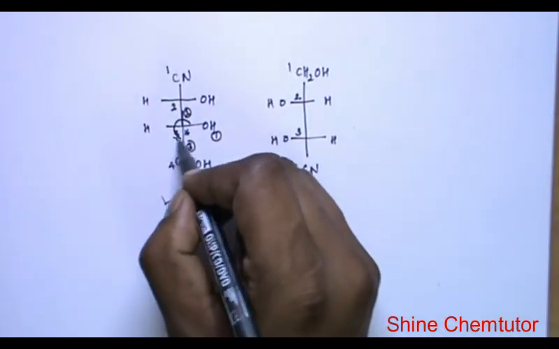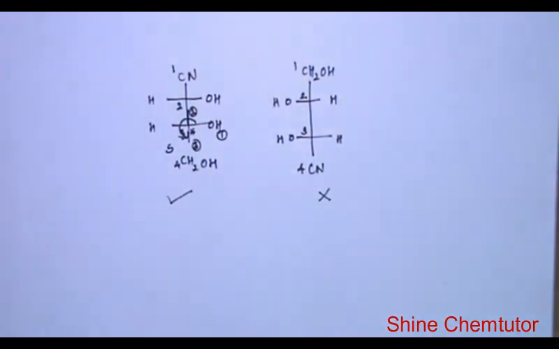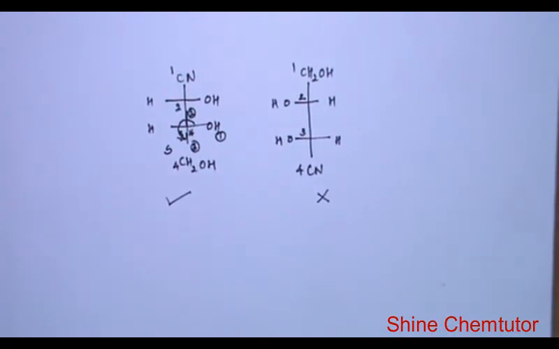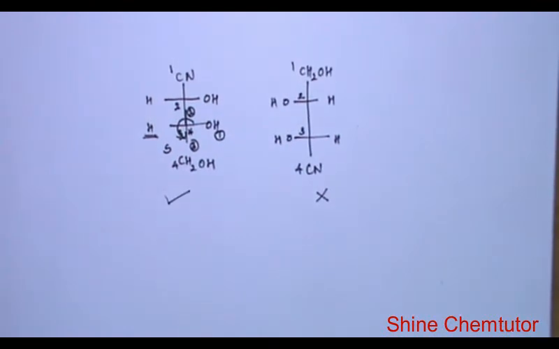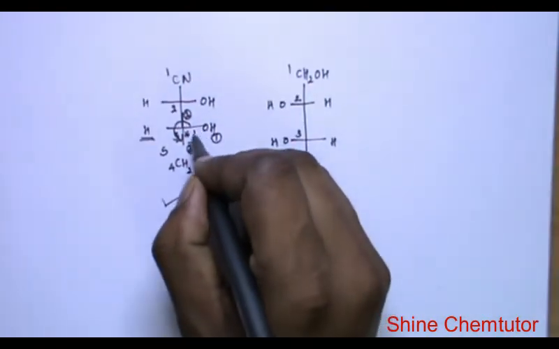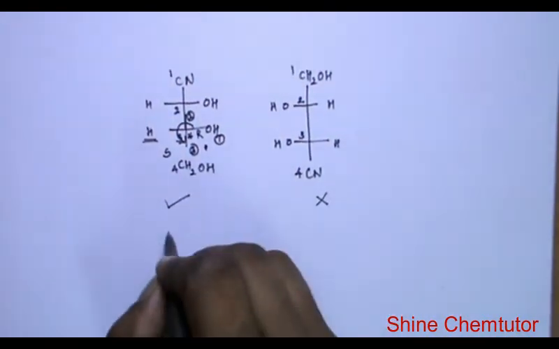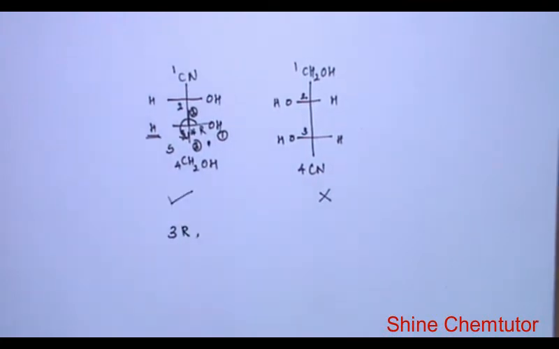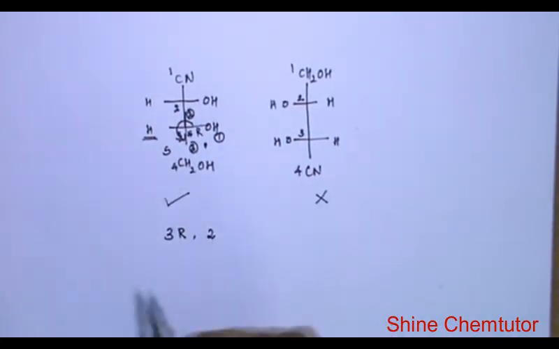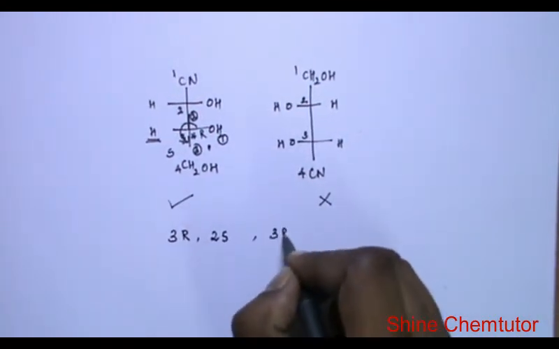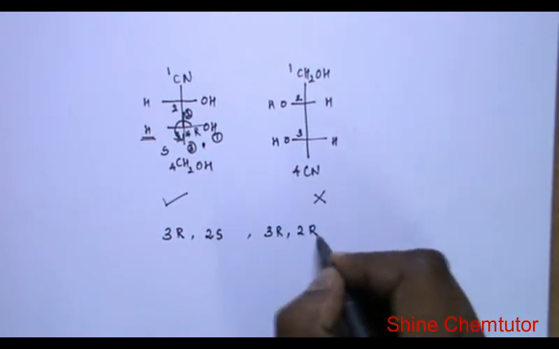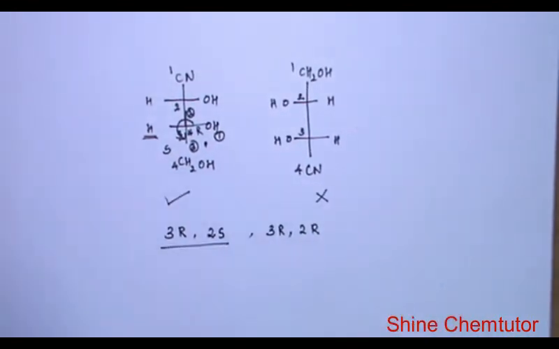So basically what I get is, since the least priority is in the horizontal line, I have to invert that. So this will be R. So C3 will be R, C2 will be S in one and R in another one. So this is one diastereomer, this is the other diastereomer.